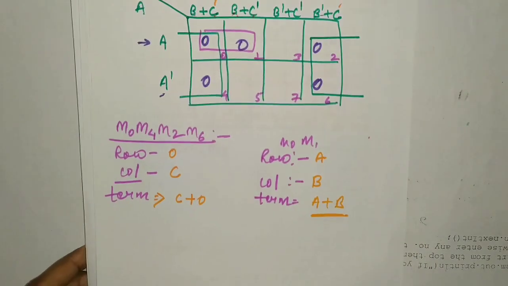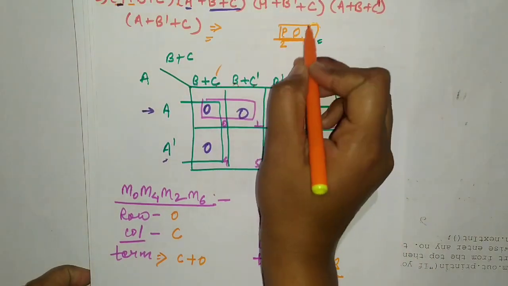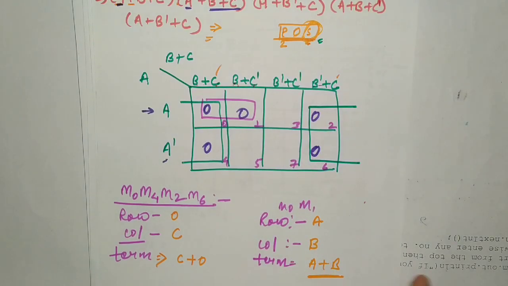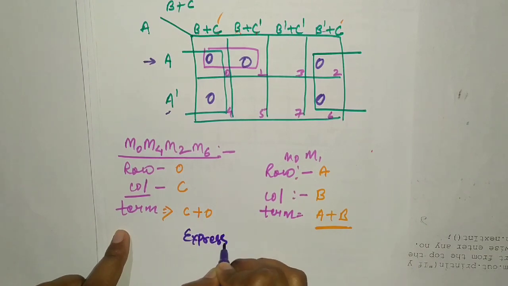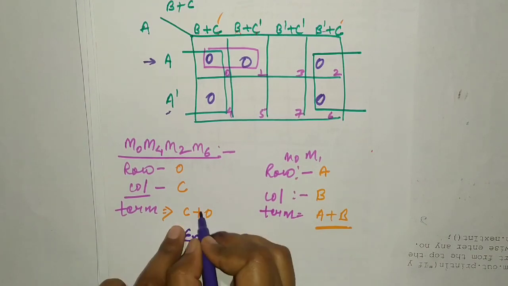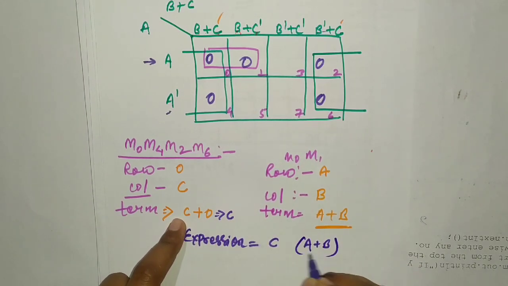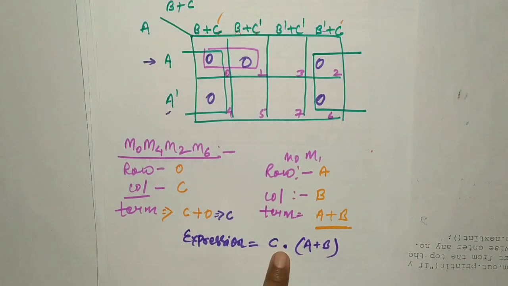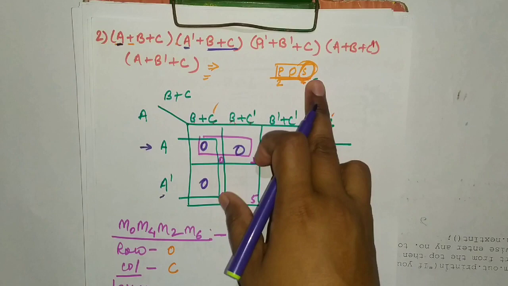Why do we add these two values? Why are we not using a multiply sign? Because this is the form of POS. So firstly do a sum. Then the expression is equal to C plus 0, that means C, and A plus B. We put a multiply sign, because firstly do a sum, then do a multiply. So here we can write A plus B into C. So this is the question of 3 variable K-map for POS.